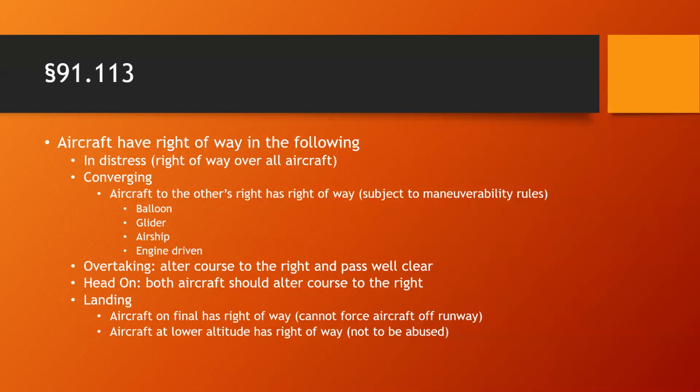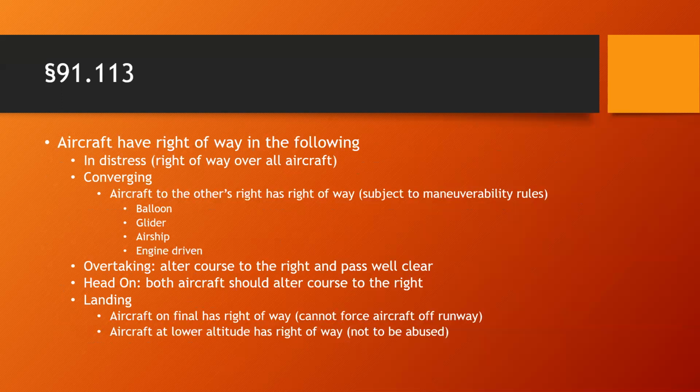So converging aircraft always give way to the aircraft on the right, in the order of maneuverability. So maneuverability takes precedence over that. But yeah, this is kind of a harder regulation, but just know aircraft to the right has right of way. Also, it'd be helpful to know the maneuverability rules as well.